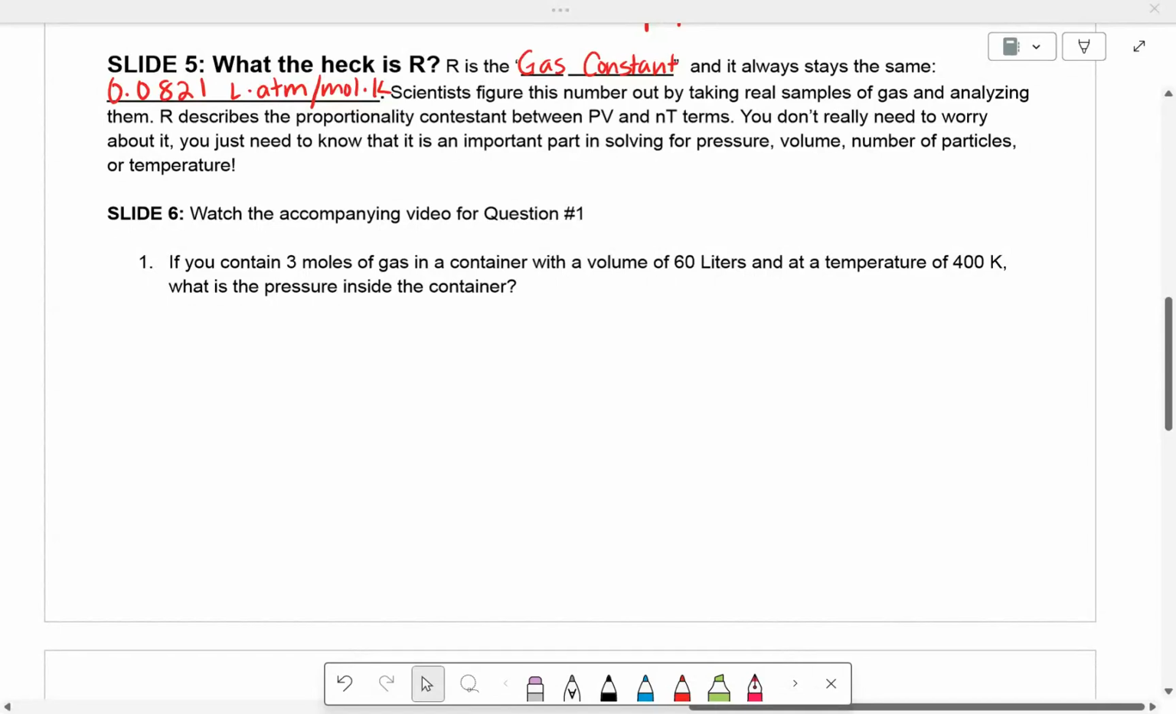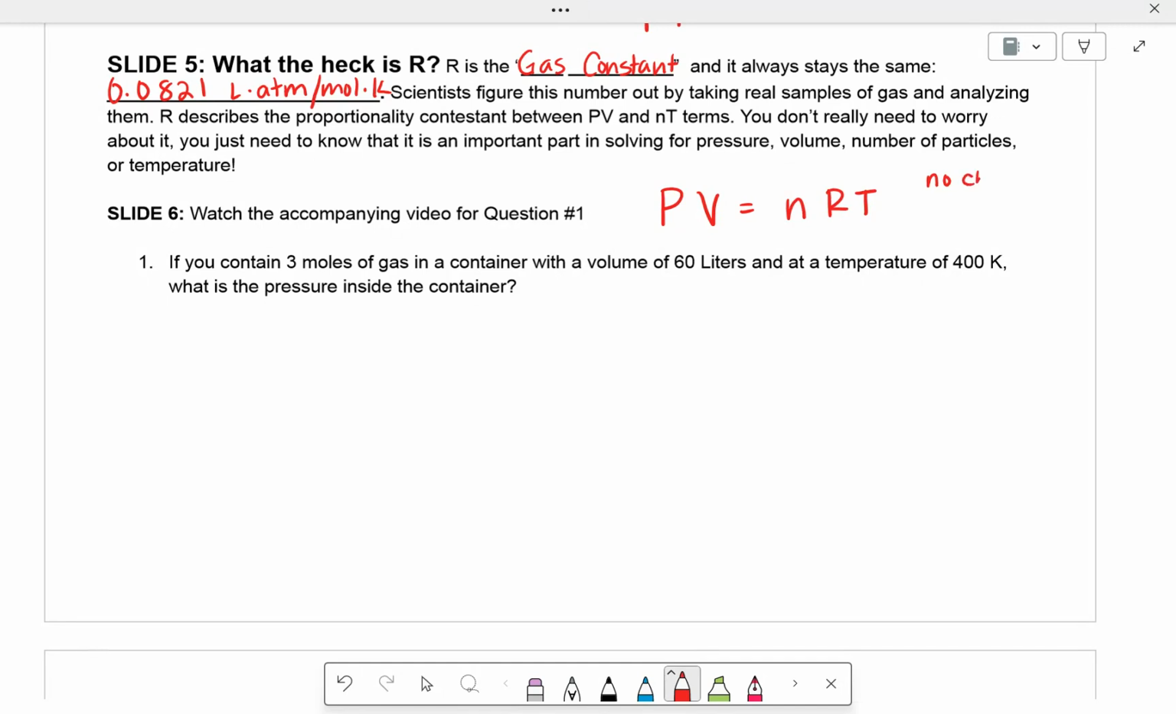Let's do a question using our ideal gas law, or PV = nRT. So question number 1, before we jump into it, remember we use this ideal gas law when we want to solve for one of these variables. Unlike our PVn tables, we're not looking for any change in our variables. We are just looking for what is the missing variable.